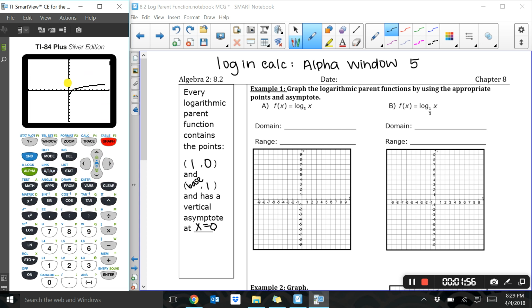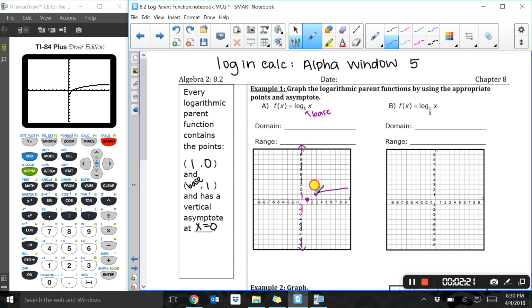that's kind of generally what it's going to look like. Now we know it's got the point 1 comma 0, and then that little 3 is my base. So I also know it has the point 3 comma 1. And it also has a vertical asymptote at x equals 0. Remember, asymptotes have to be dotted lines. And make sure you have arrows on the ends.